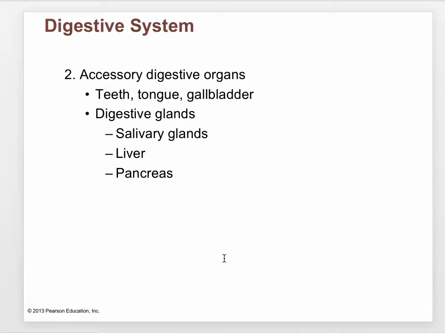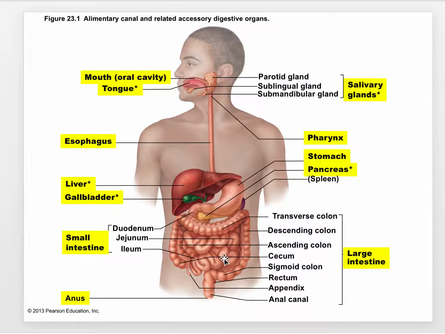The accessory digestive organs are things like teeth, the tongue, gallbladder, digestive glands like salivary glands, the liver, and the pancreas. All these are accessory digestive organs. I'm sure you probably remember this from Chapter 1 and back in Anatomy 1, but these are the major organs of the digestive system. You have your mouth, oral cavity, the tongue, salivary glands, the pharynx, esophagus, the stomach and the pancreas, the liver, the gallbladder, large intestines, small intestines, rectum, and the anus.